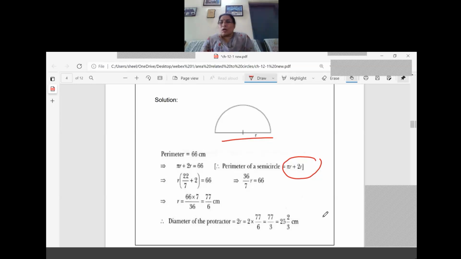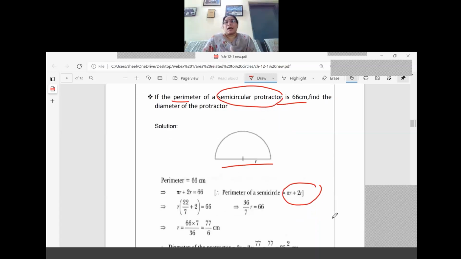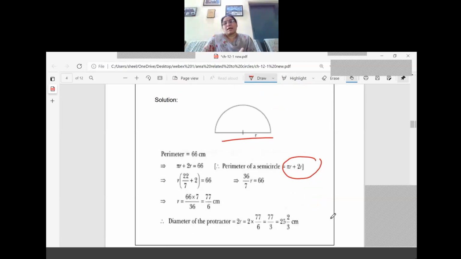See, here I just want to tell you where the children will make errors. The perimeter of the semicircular protractor, the word is there, right? So we should consider its perimeter is pi r plus 2r. Don't take pi r alone, because a semicircle means what? 2 pi r, half only. So pi r we will take, but the diameter must be counted. Most of the children will do it right, but some children will make an error here. So I'm stressing again, perimeter of the semicircle means we should go for pi r plus 2r. So what is the final answer? Diameter only. Diameter you can calculate: 25 integer 2 by 3.